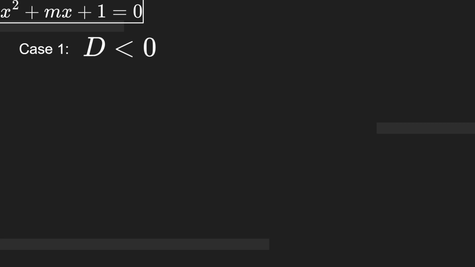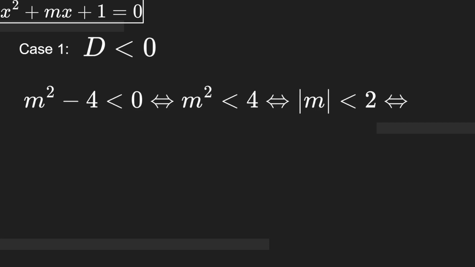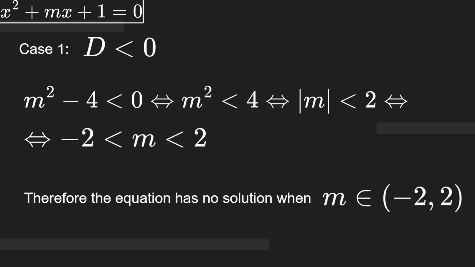Case 1. D is less than 0. In that case, we must have m squared minus 4 less than 0, or m squared less than 4, which gives us absolute value of m less than 2, and therefore m is in between negative 2 and 2. Thus, the equation has no solution when m belongs to the open interval from negative 2 to 2.